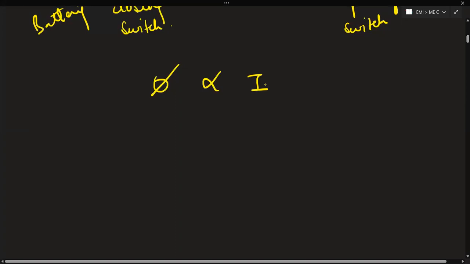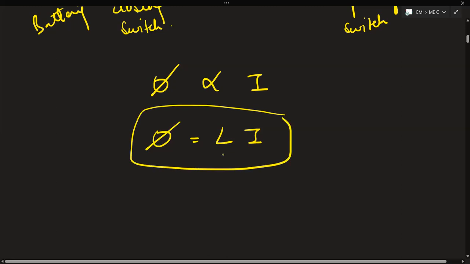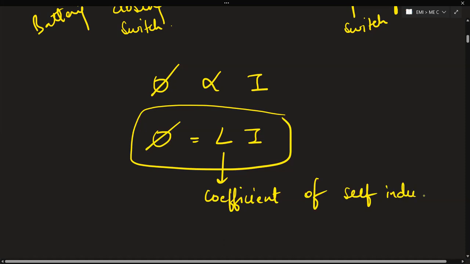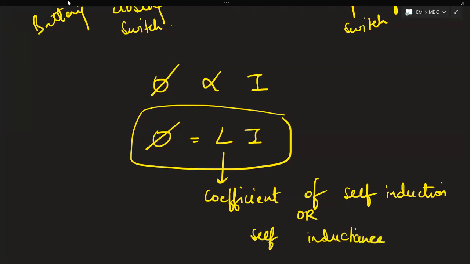Now what do we do? We remove the proportionality sign. How do we remove it? By putting a constant. So here the constant that we get is L, which is known as the coefficient of self-induction, or this is also known as self-inductance. This will be used in your AC also, alternating current, self-inductance.